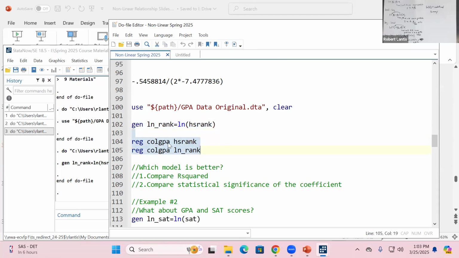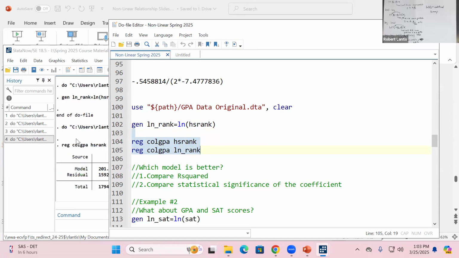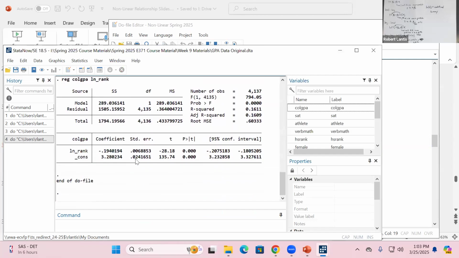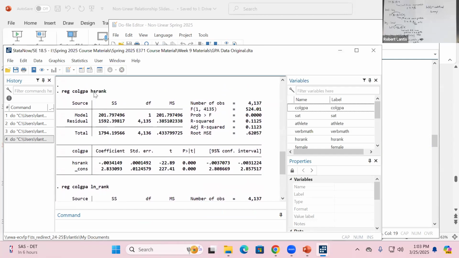I'm going to run them both. One of them, I'm using the linear or level model. Linear and level, those terms are interchangeable. If you look at the book versus my slides versus Google, you'll see them used interchangeably. So I'm going to run both of these regressions. I've got my level model here, and then I have a level log or linear log model here.